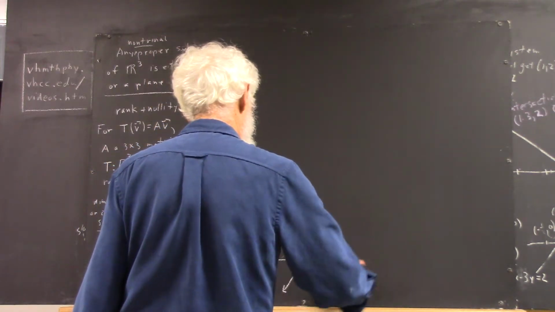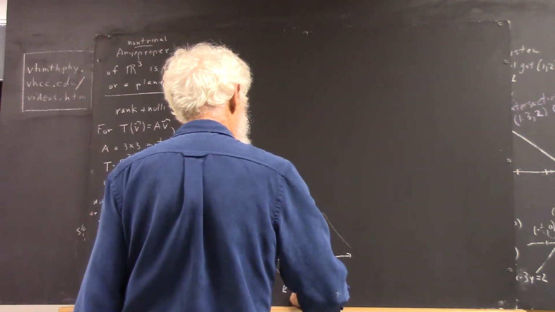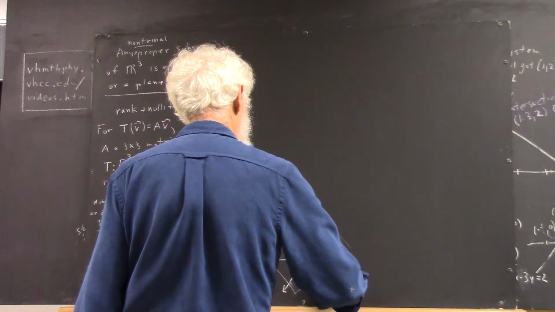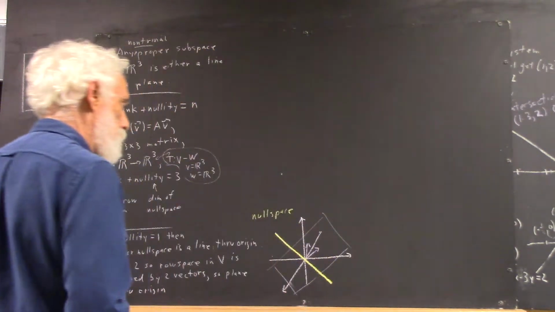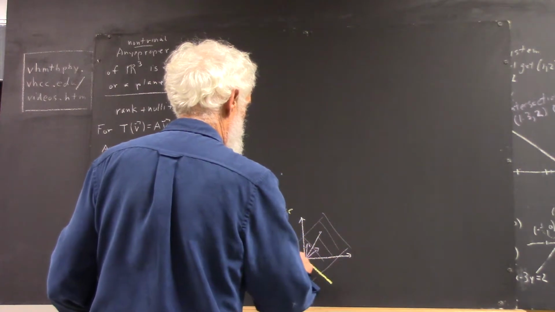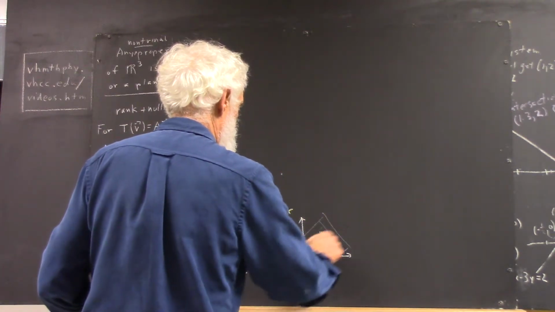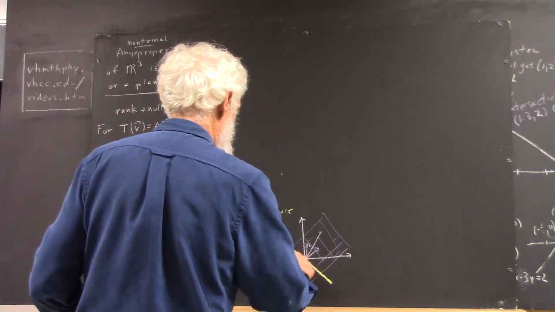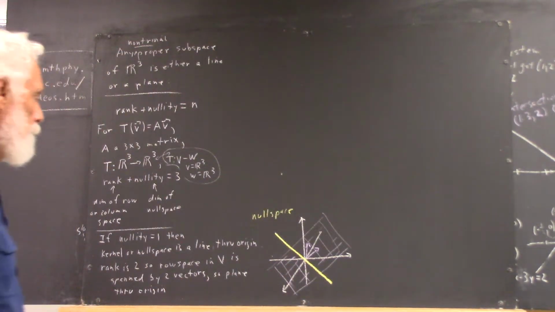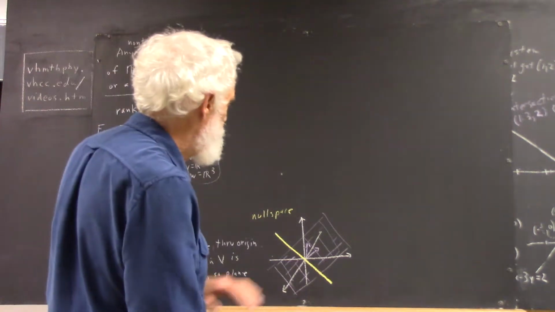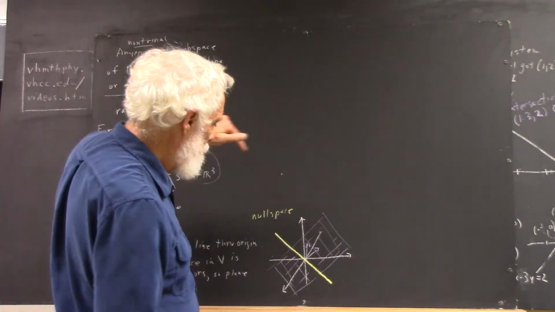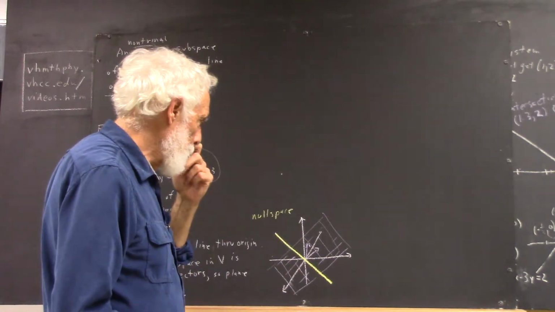I'm not going to attempt a really great picture of a plane, but let's just say that here's the plane. I'm not doing anything to indicate an orientation here. It's more a schematic diagram than anything. Well, if the plane, let's say, has this direction, then the null space has some other direction.